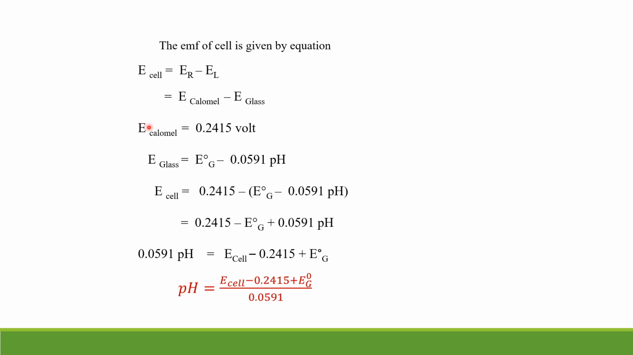So if you put the value of these two, EMF of calomel and glass, the equation becomes EMF of the complete electrochemical cell is equal to, substitute the EMF of calomel at 0.2415 and substitute the EMF of glass electrode, which is E0G minus 0.0591 pH. If you solve this complete equation, the final equation comes: pH is equal to E cell, that is EMF of the complete cell, minus 0.2415 plus E0G, divided by 0.0591. So this is the last formula to calculate the pH by using the glass electrode.